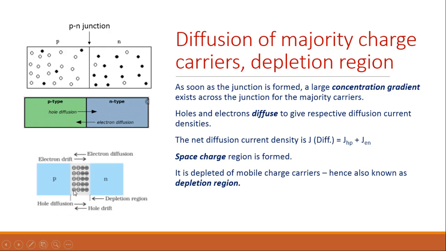It is also known as the depletion region, for the obvious reason that it is depleted of the mobile charge carriers, electrons and holes. These ions are also charge carriers, but they are immobile charge carriers. They cannot move from their places. They are fixed in the crystal lattice. This depletion region is formed.